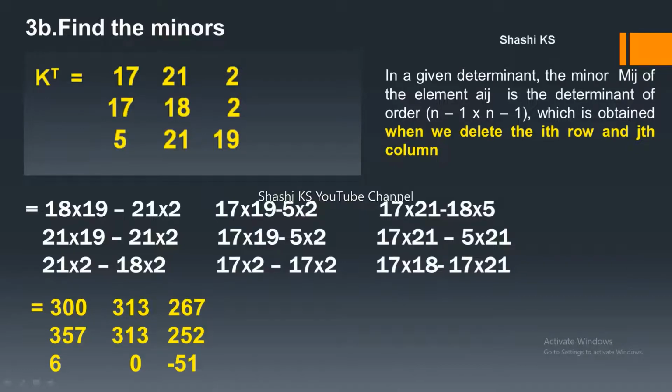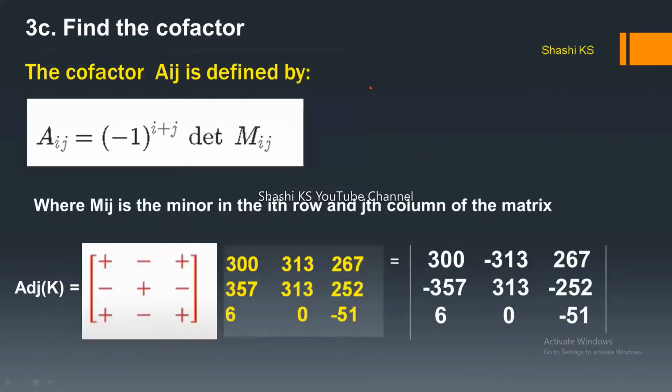The third step in finding the adjoint of a key matrix K is to find the cofactor for our minor matrix. The cofactor for any element Aij, where i is your row and j is your column, is defined as minus 1 power i plus j into the determinant of the minor matrix. We have already found the minor matrix. So simply, what you have to do is append these signs for the various rows and columns. We get them by using this minus 1 power i plus j.